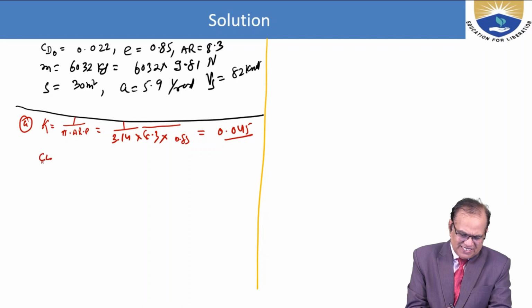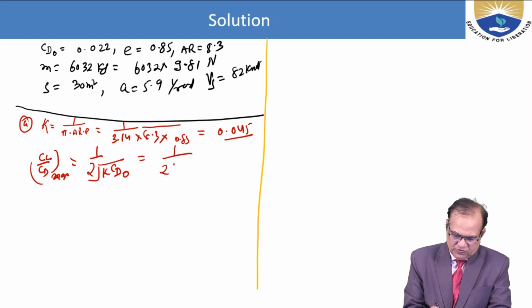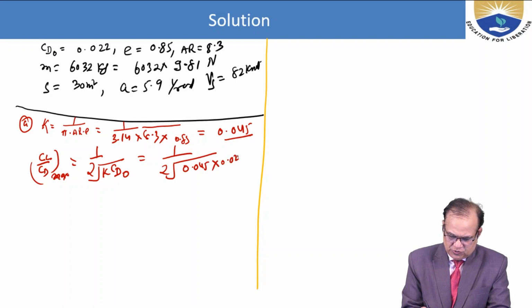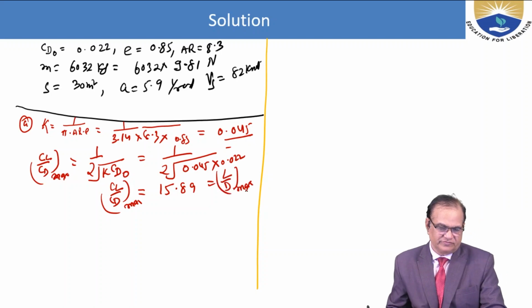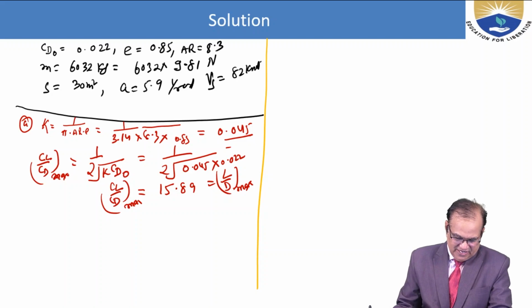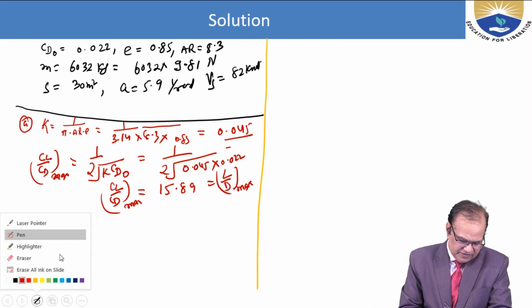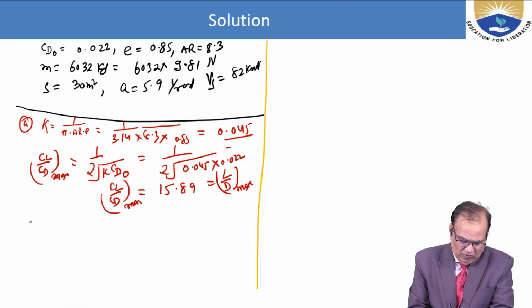So from here we know that CL by CD max is equal to 1 by 2 under root K CD naught. 1 by 2 under root 0.045 into 0.022. So we will get CL by CD maximum is equal to 15.89. So CL by CD max, or you can say L by D max. So now we got this. They have asked the CL by CD maximum, and we have found it out.